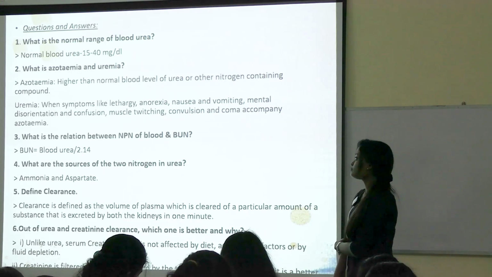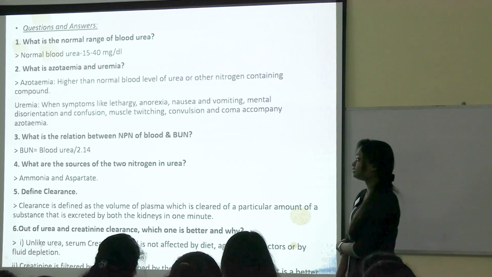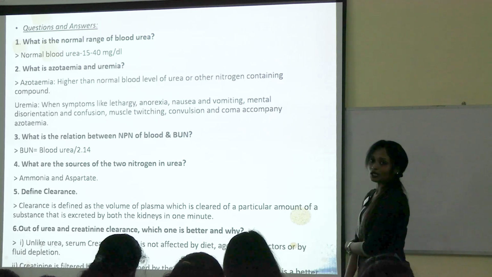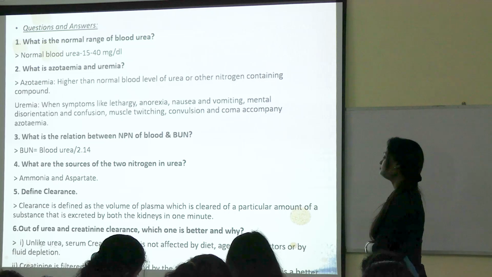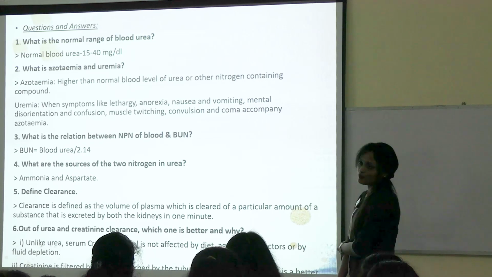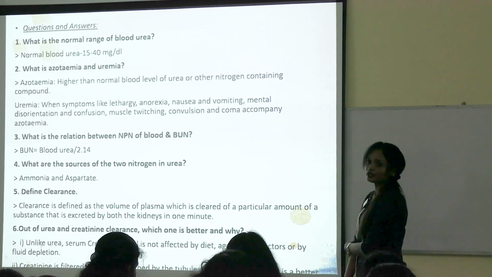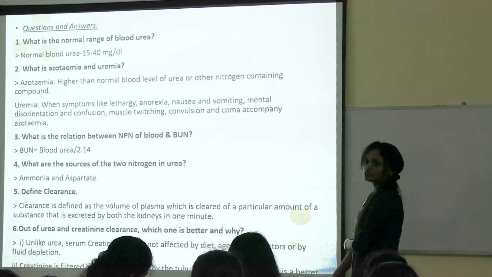So what is the relation between non-protein nitrogen, NPN of blood and BUN? So BUN equals blood urea by 2.14. What are the sources of the two nitrogens in urea? Ammonia and aspartate. So this comes from the amino acid pools, no?